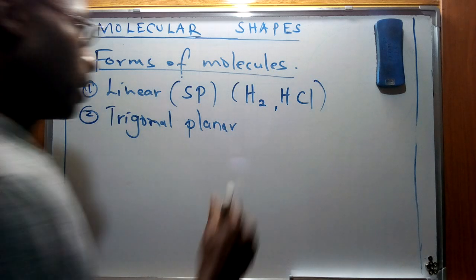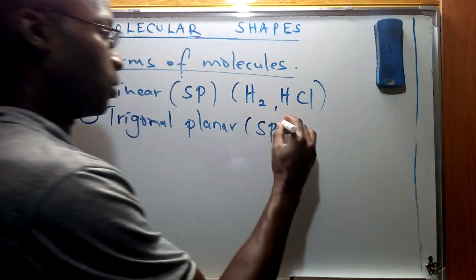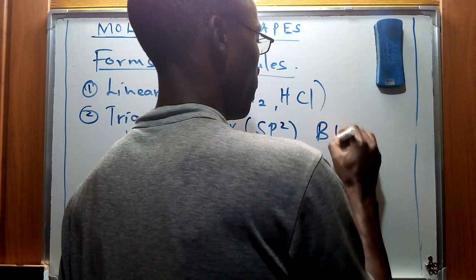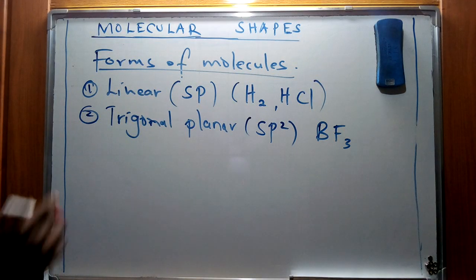So we have this range of molecules which are sp2 hybridized, having this particular shape of a trigonal planar. An example I can give is this particular molecule which is going to assume that shape.